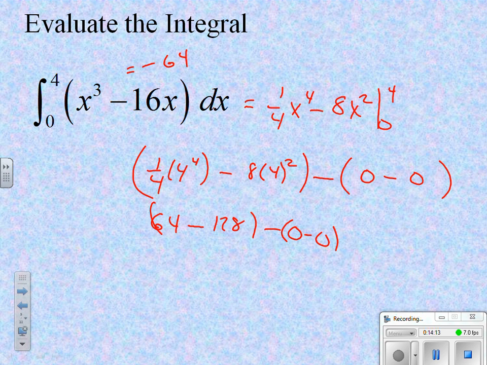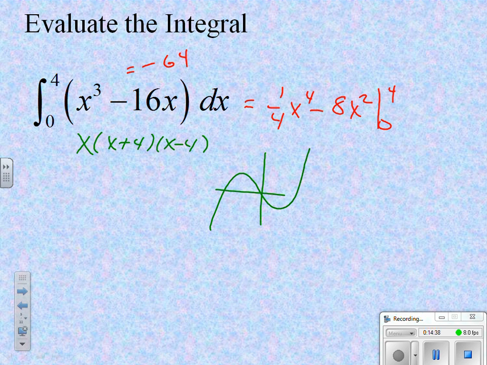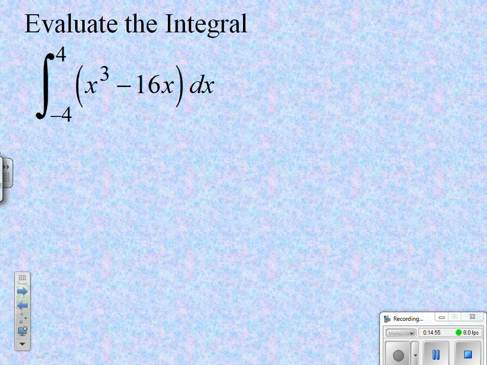All right, let me draw a quick picture. We know what x cubed minus 16x looks like. Well, that's x times x plus 4 times x minus 4. It's a cubic. I know the roots. And we just found this area to be negative 64. Anybody want to give me the integral from -4 to 0 of the same function? Positive 64. So now based on that, can you tell me the integral from -4 to 4?